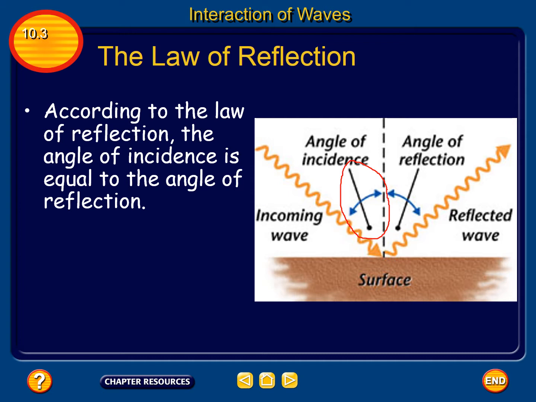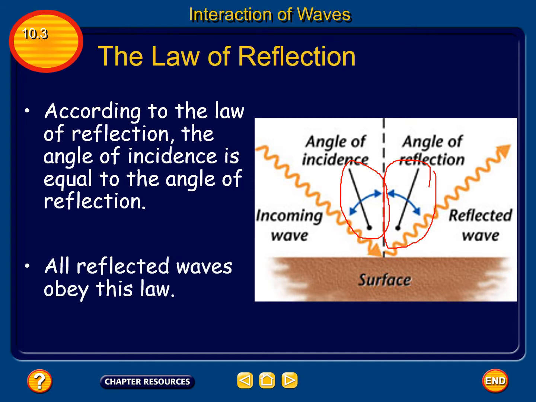So you can see here in the picture, this is the angle of incidence. For example, let's say you were able to form an angle of 45 degrees in the angle of incidence. That means the measurement of the angle of reflection should also be 45 degrees. All reflected waves obey this law.